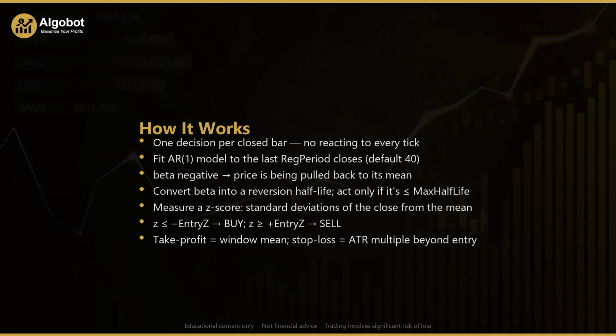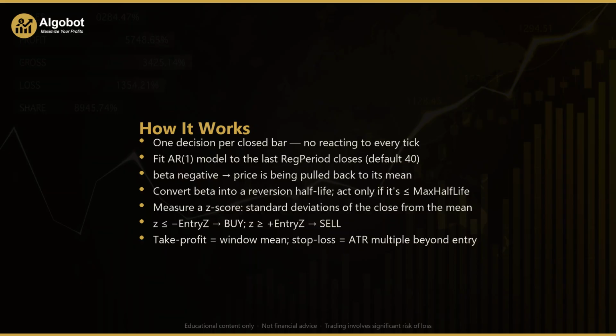If beta is negative, price is being pulled back toward its average, and the strategy converts that into a reversion half-life, the number of bars it typically takes for a stretch to decay halfway back to the mean. This is the heart of the system. Only if that half-life is short enough, 20 bars or fewer by default, set by MaxHalfLife, does the strategy consider the market fast and reliable enough to trade. A slow, sluggish half-life is rejected.